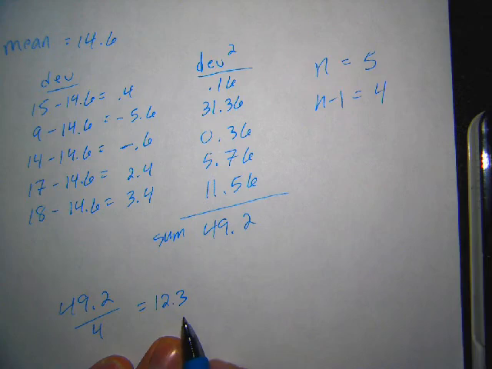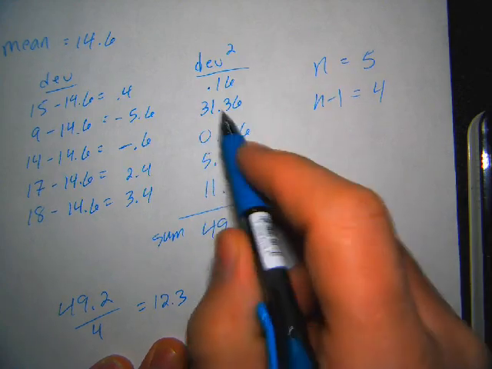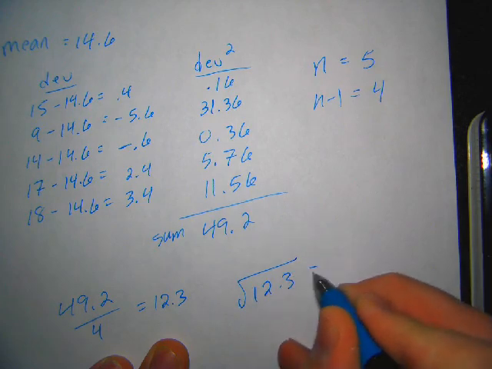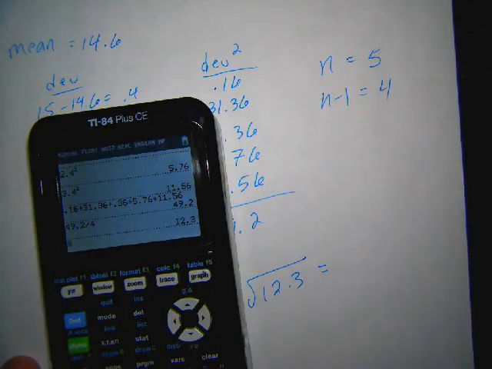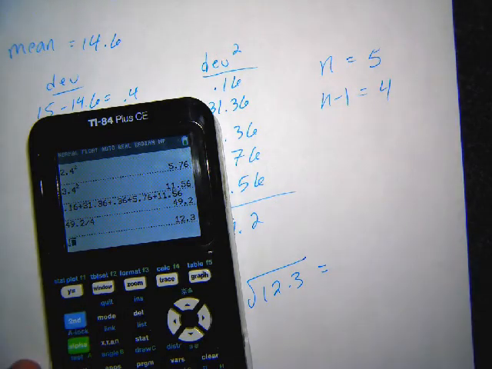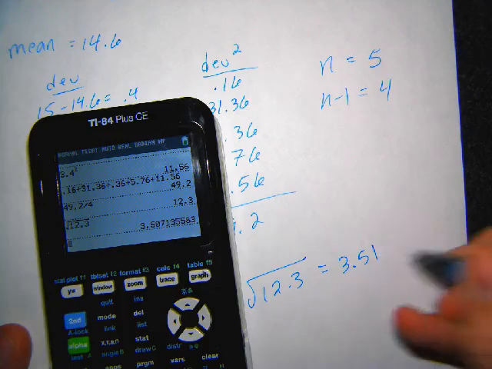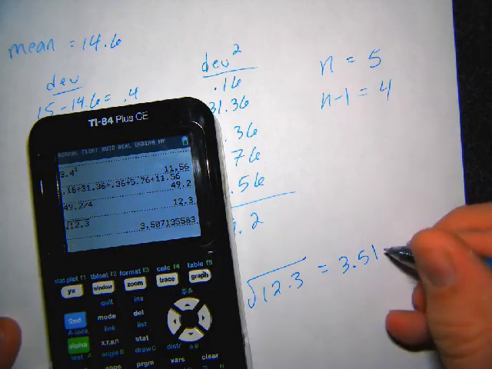The last thing we have to do is remember, this is a squared value. Because we squared all these things, we have to go back and square root it. So I have to square root that 12.3 to get the final answer. We square root 12.3, and we get 3.5. I'd say round to 1, or maybe you put 0.7, I guess.